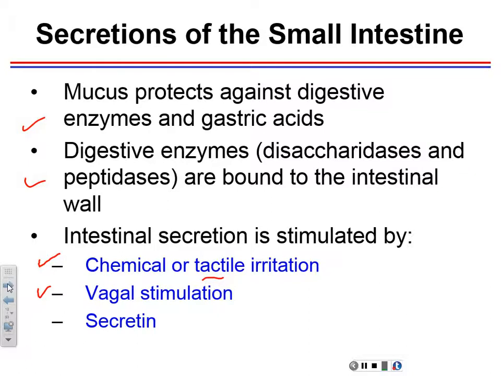Vagus nerve is cranial nerve number 10. Yeah, the vagus. Guys, you can't forget that. Those cranial nerves, don't do that.